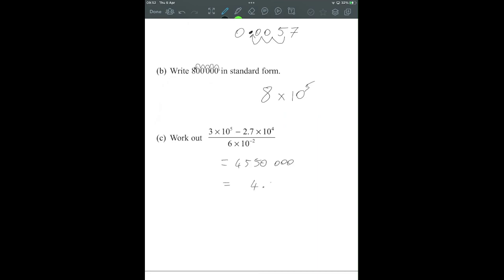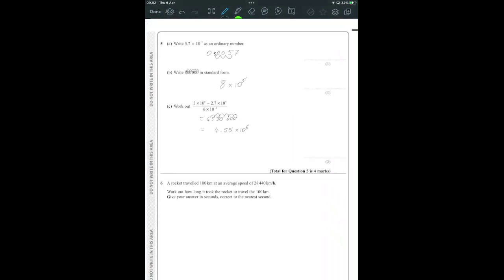So my number between 1 and 10 this time is 4.55 times 10, and there's 1, 2, 3, 4, 5, 6 steps this time. 4.55 times 10 to the 6. It is worth recognizing that 10 to the 6 is in the millions. So this is exactly in the millions.